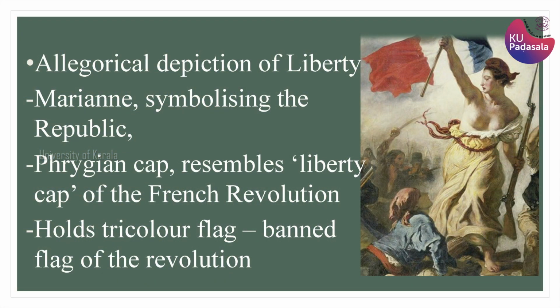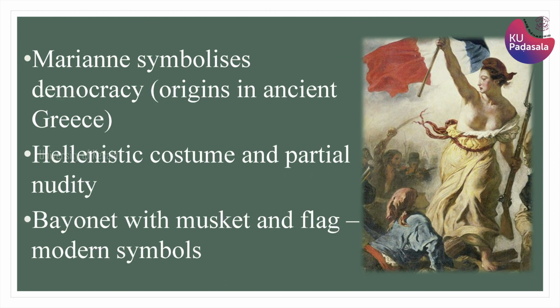Now, the lady in the middle is an allegorical depiction of liberty. She is named Marianne, and she symbolizes the French Republic. If you take a closer look, you will find that she has a Phrygian cap on her head, and it resembles the liberty cap that was earlier used during the French Revolution. She is holding the tricolor flag of the revolution in one hand. This flag was supposed to be banned. In the other hand, she holds a bayonet with a musket.